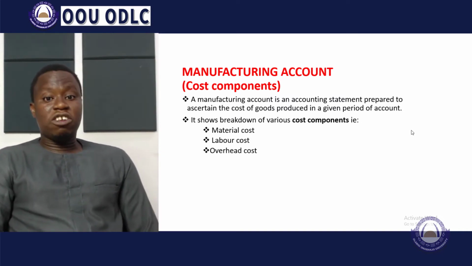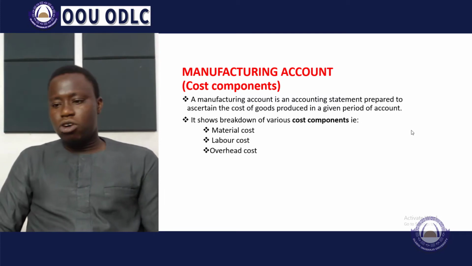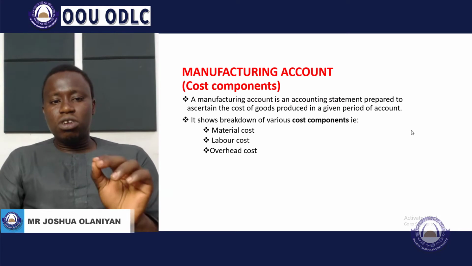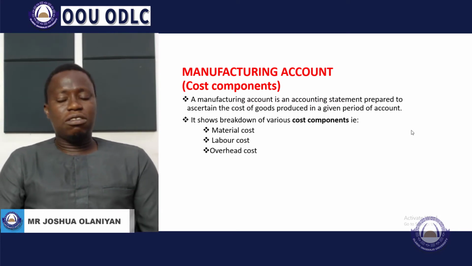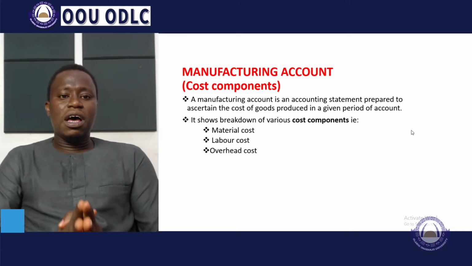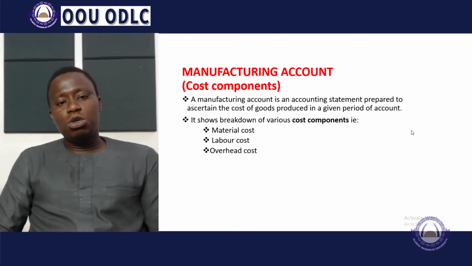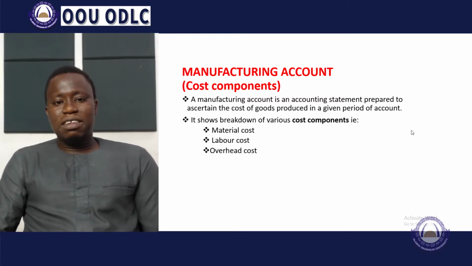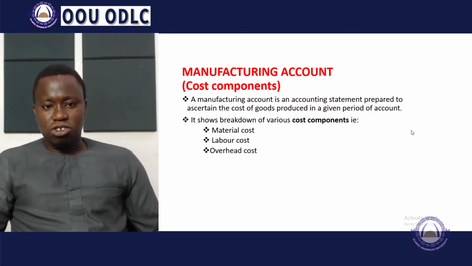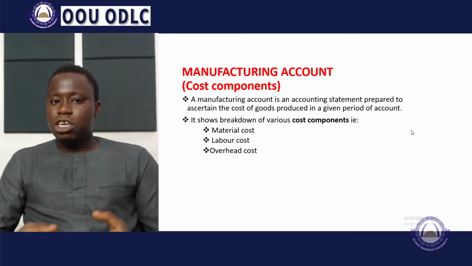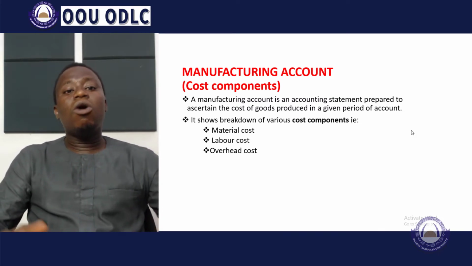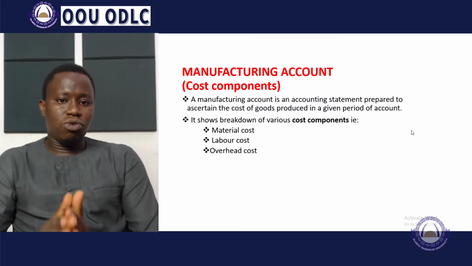Let me give a brief explanation of what we mean by these cost components. There's no product that you will produce that you will not incur these three costs. For instance, let's say you are producing a shoe. To produce a shoe, you need materials, because you have to go to the market to purchase the leather, the sole, and whatever else you will use to make the shoe.